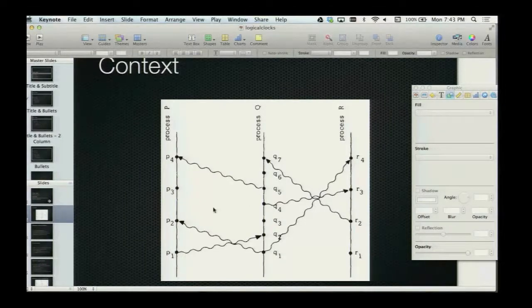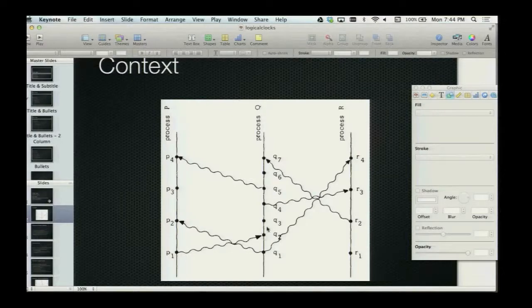How would you decide whether or not Q2 happens before P4? Well, you can use this model. It's a directed graph. If you can find a walk, you're good. If you can find a walk from one node to the other, if you can follow these process lines up and these message lines over and find a path between two dots, then there's a happens before relationship between them.